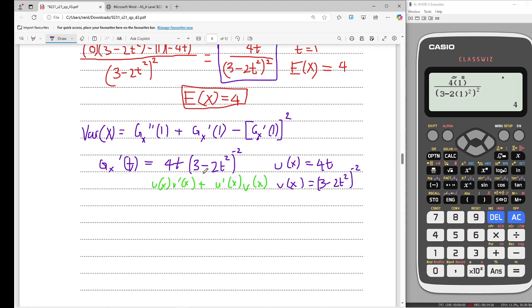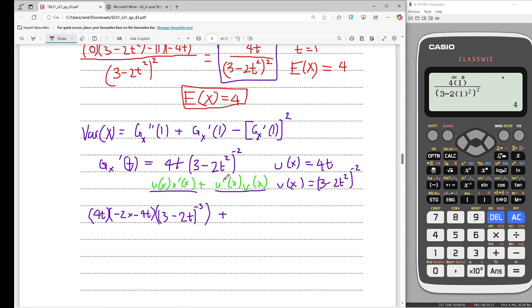So let's first differentiate this, in this pattern. U of x, which is 4t, we multiply with v dash of x, which is the differentiation of this, equal to negative 2. We multiply our exponents. Then when we differentiate inside, we get negative 4t. So multiply this with negative 4t. And then we write our exponent with negative 1 also, so negative 2 minus 1. It's going to be (3 minus 2t squared) to the power of negative 3. So this is our result for the first one.